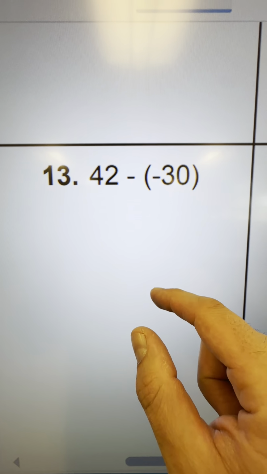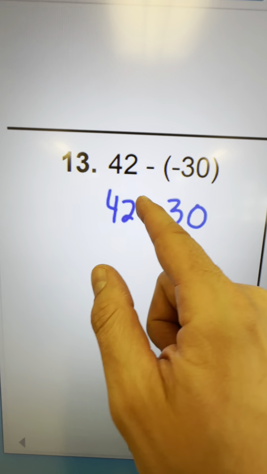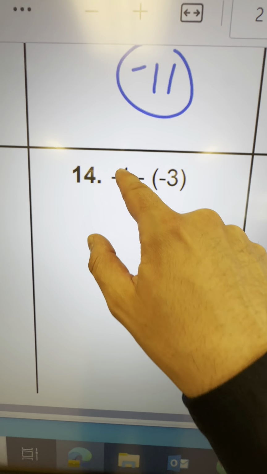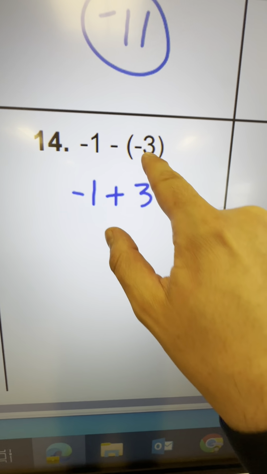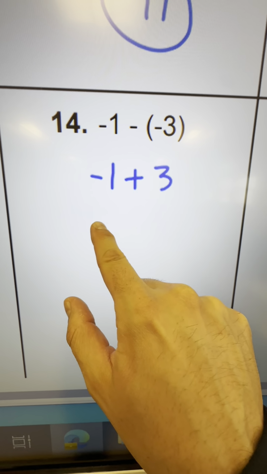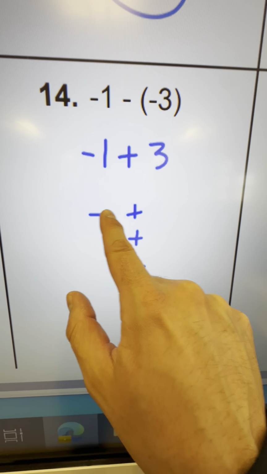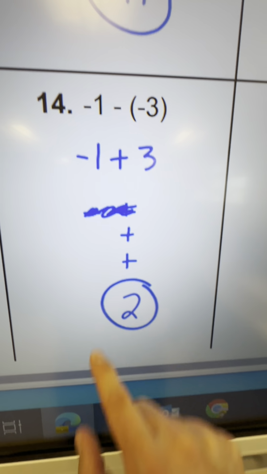All right, and here's the next one, 42 minus -30. Write it as addition: keep the first one, change that to addition, change that to the opposite, which is +30. Good thing I don't have to draw this out, because this is simply 42 plus 30, which is 72 altogether. Example 14: keep the first one, change that to addition, change that to the opposite. Opposite of negative is positive. Now I have 1 negative, and I'm adding 3 positives. Remember, a negative and a positive together cancel each other out. So we're left with 2 positives. My answer is +2.